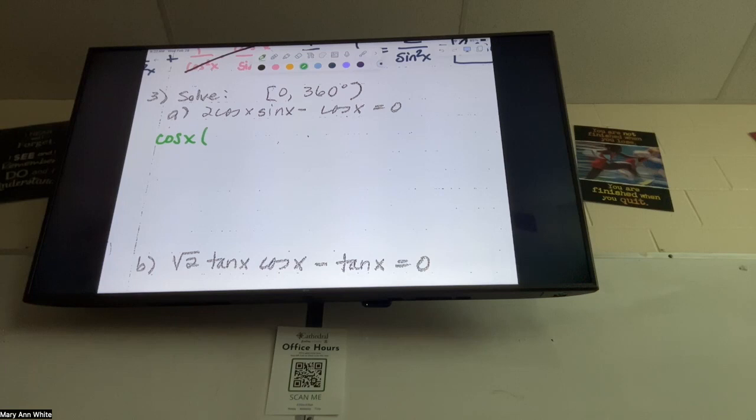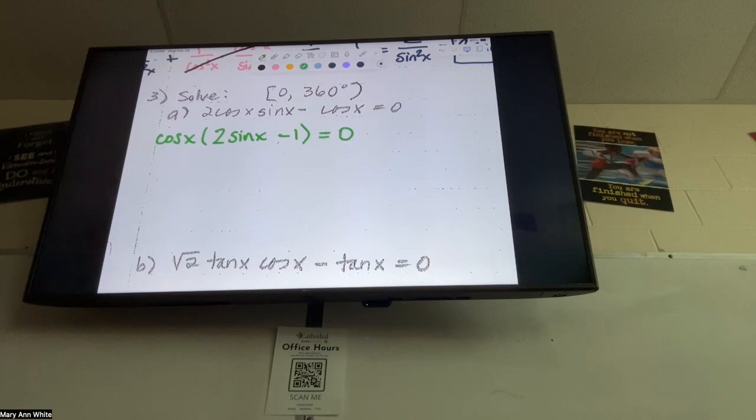All right, 2 cos x sine x, when you take the cos out, just becomes 2 sine x. And then negative cos x, when you take that cos out, just becomes negative 1.